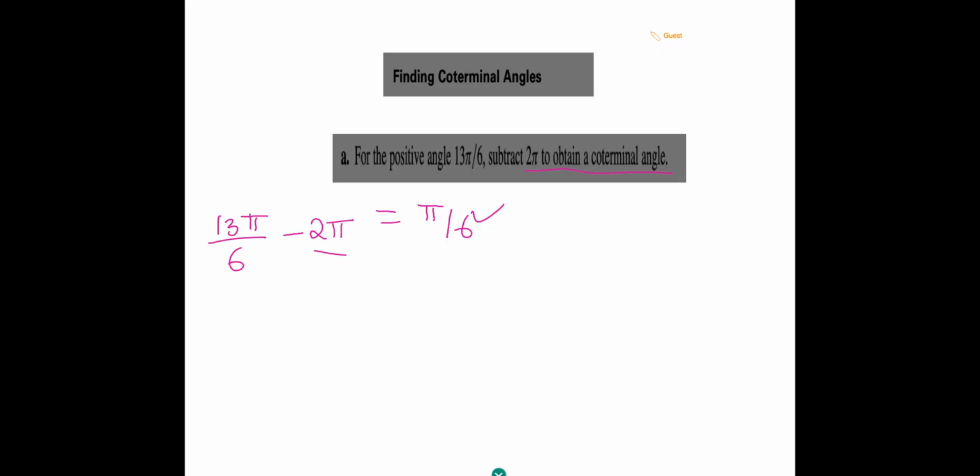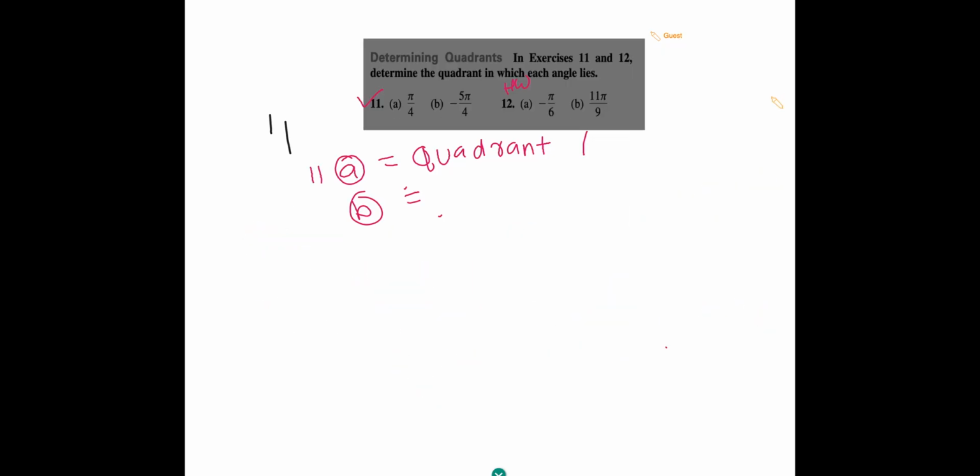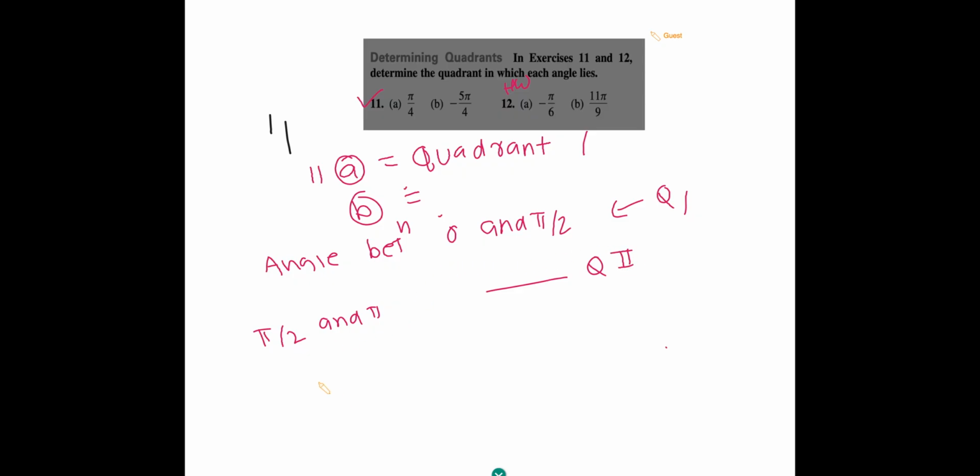Negative. So for this one, I'm going to explain. It might be confusing sometimes. For this one, we have an angle between zero and pi over 2, which is in quadrant 1. The angle between pi over 2 and pi is in quadrant 2. The angle between pi and 3 pi over 2 is in quadrant 3. And the angle between 3 pi over 2 and 2 pi is in quadrant 4.